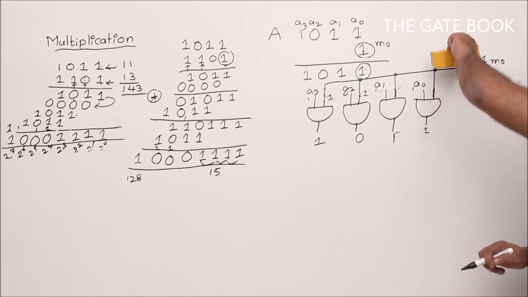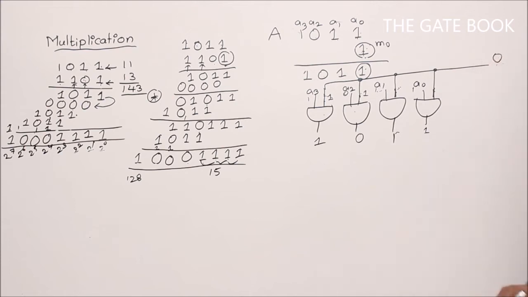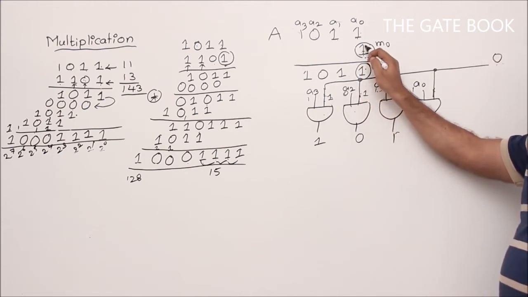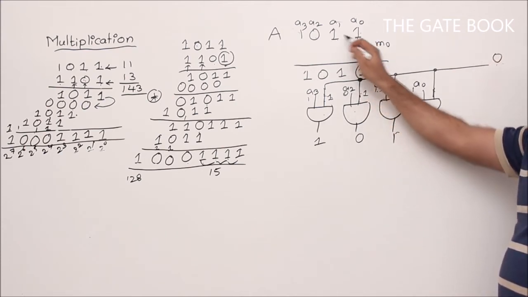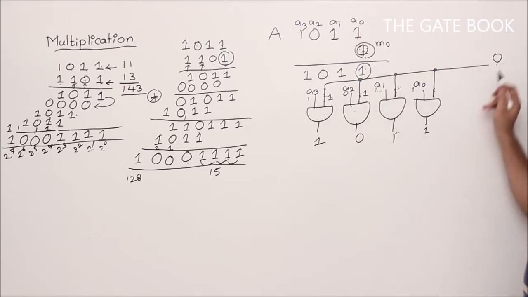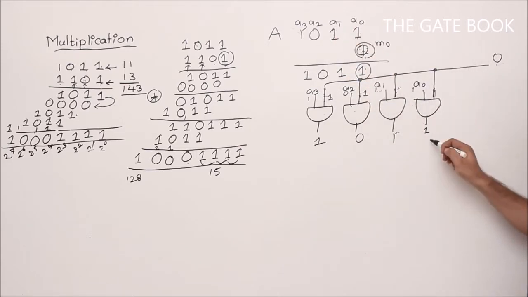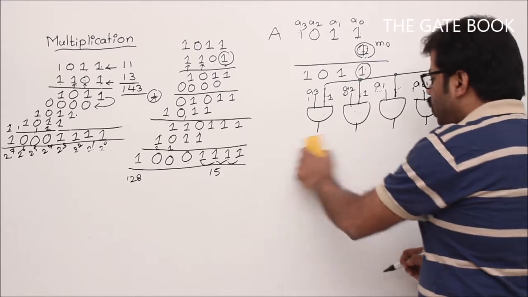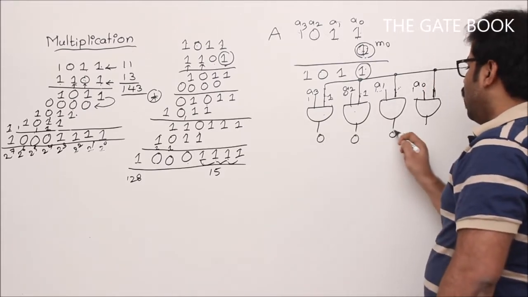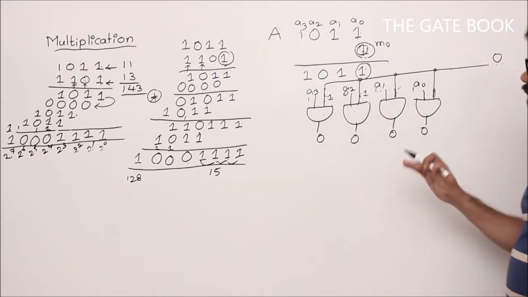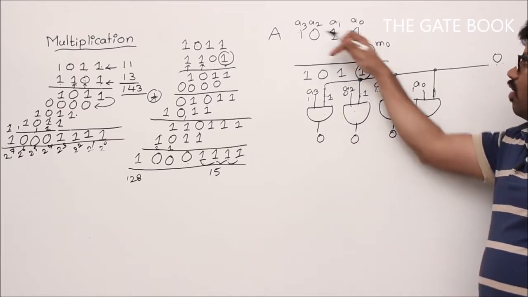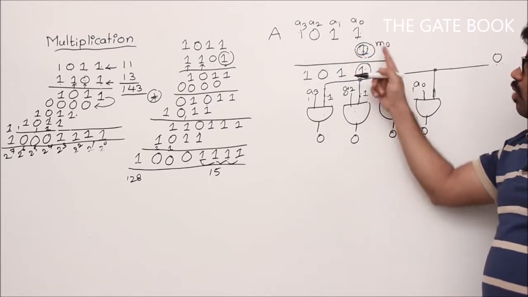So what if I give M0 as 0? What is going to happen? Definitely 0.1 is 0, 0.0 is 0, everything should be 0. Obviously, one of the inputs of the AND gate is 0, so we are going to get output as 0. So it's perfect. Now finally I understood how to create a circuit for one level of multiplication, otherwise one multiplication.